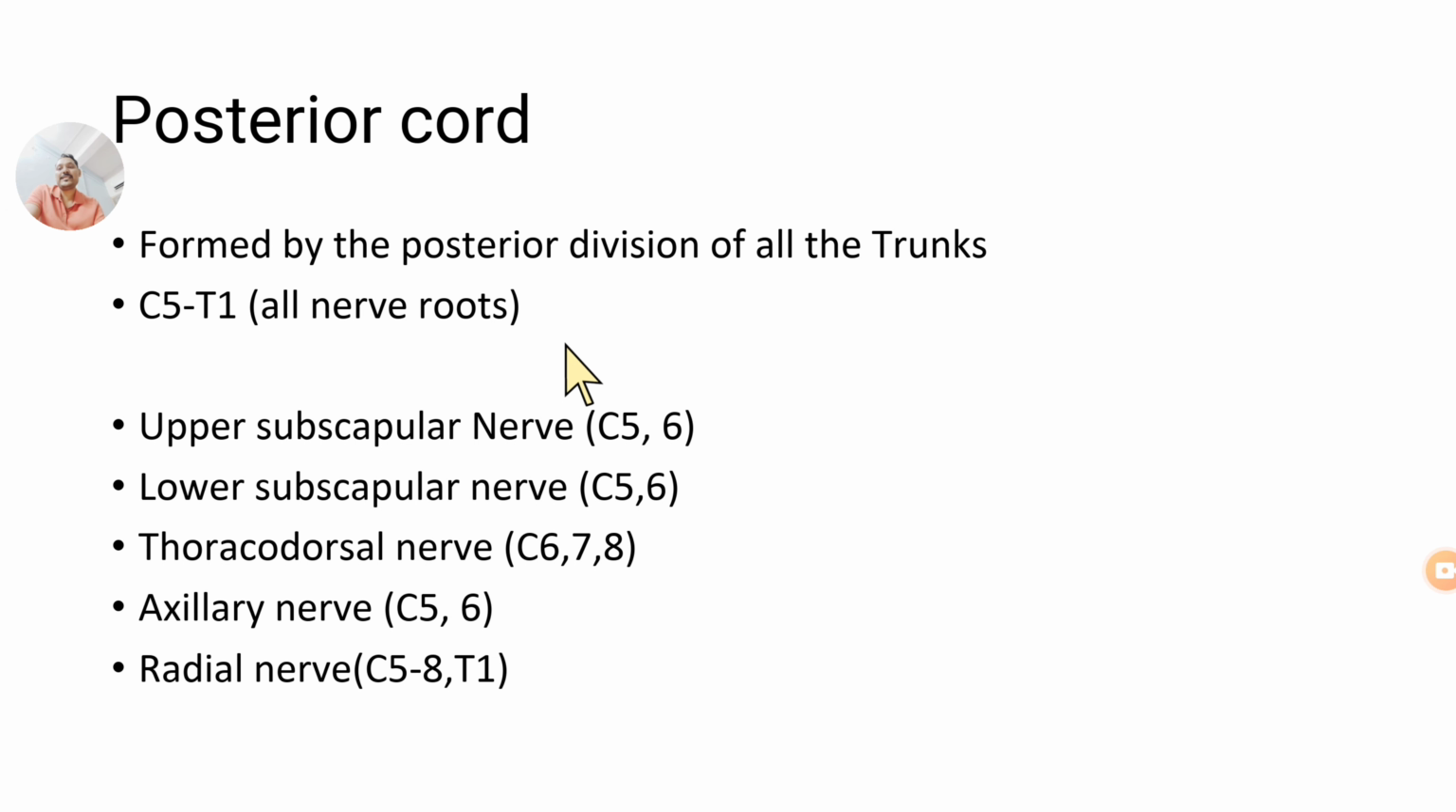Posterior cord, the largest of the cords, and it has contribution from all the roots C5 to T1. Posterior divisions of all the trunks, they contribute, they unite to form this posterior cord. And you will have upper subscapular nerve, lower subscapular nerve, thoracodorsal nerve, axillary nerve, radial nerve as the five branches. You know, they have some mnemonics for this, but if you understand concepts, you remember it for a long time. You cannot be wrong there.